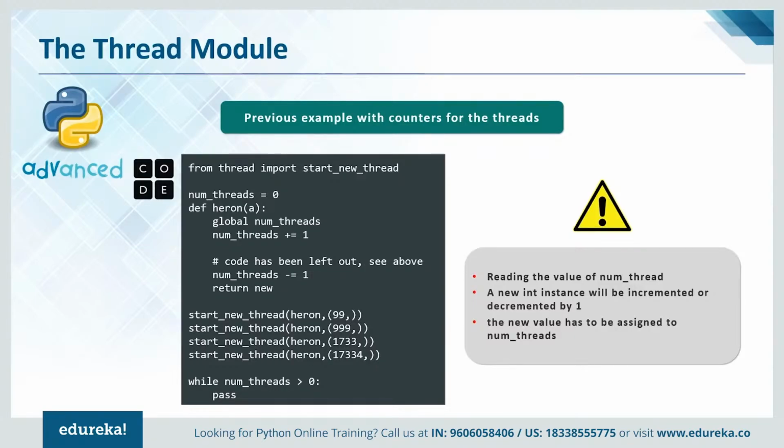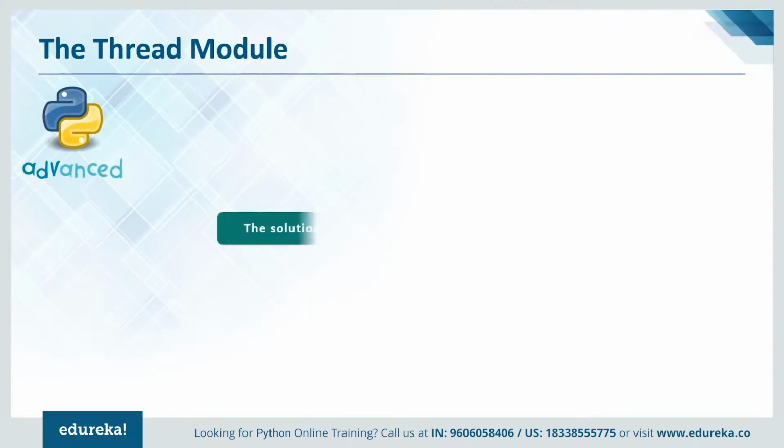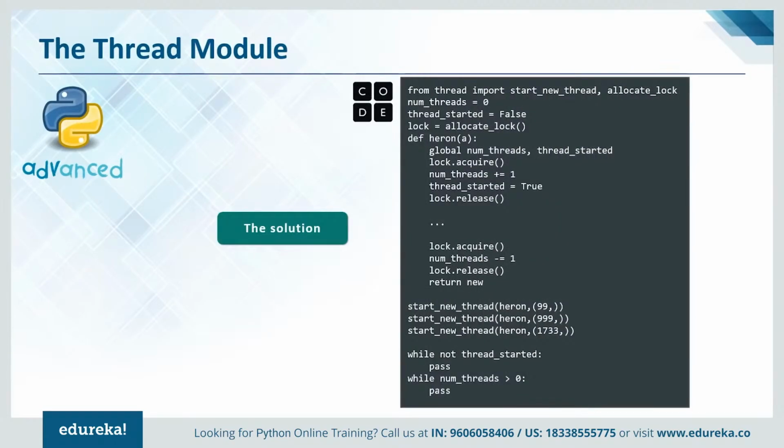The method thread.allocate_lock is used to create a new lock object: lock_object = thread.allocate_lock(). The beginning of a critical section is tagged with lock_object.acquire and the end with lock_object.release. So we have acquire, lock, and release. The solution looks something like this on your screen. Check it out. Pretty simple, right?